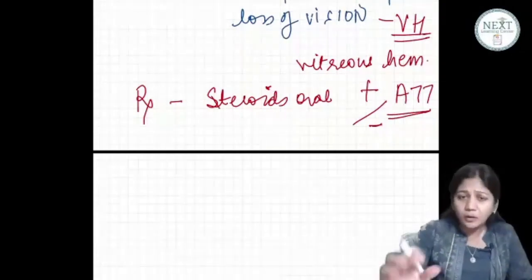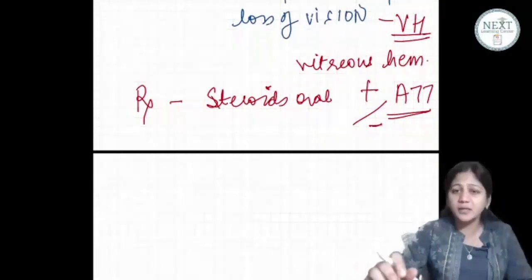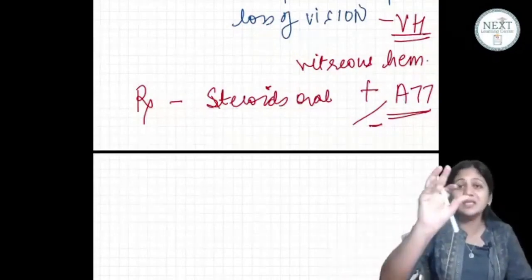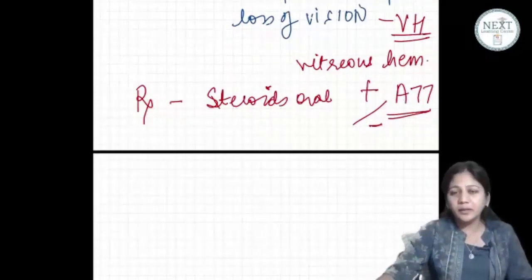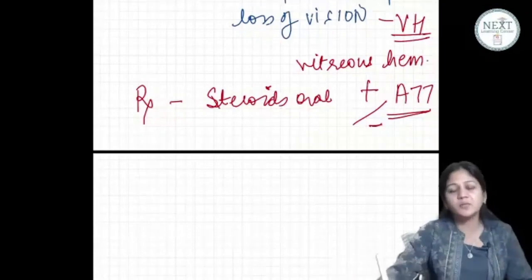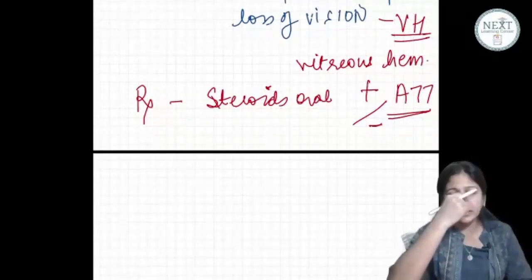Okay, so this is for your questions. You have to give oral steroids plus ATT if required. This is for Eales disease mainly. What you are telling is how to treat the vitreous hemorrhage part. Okay, is that clear, friends?